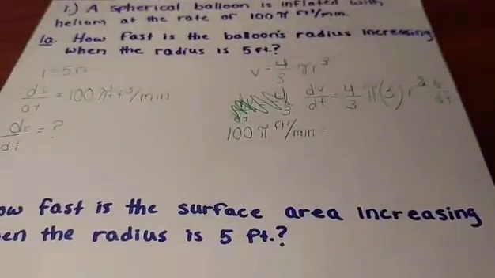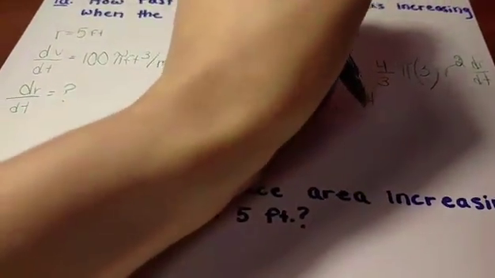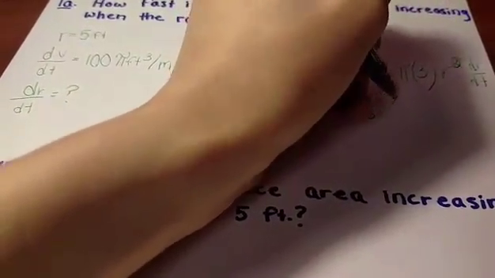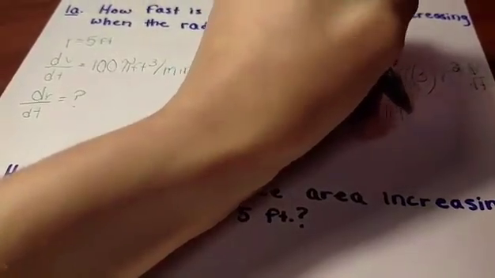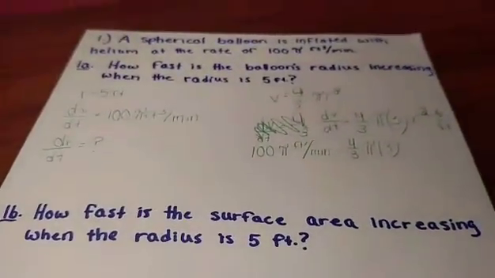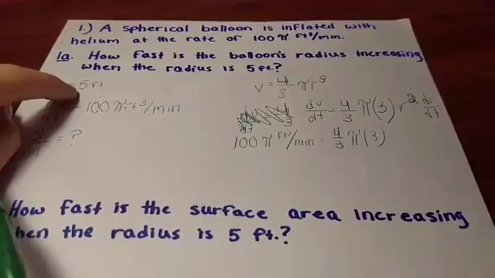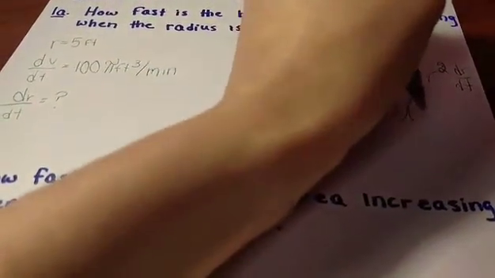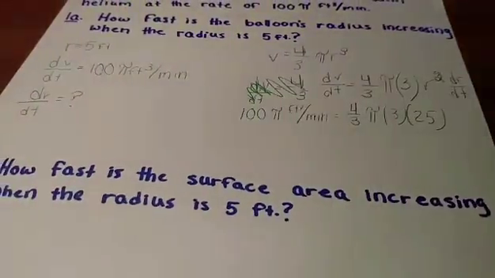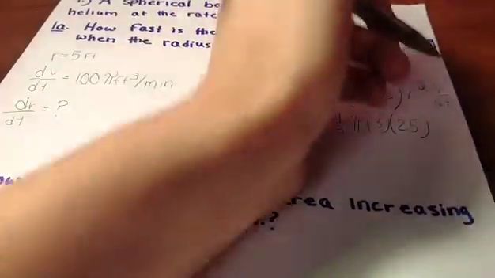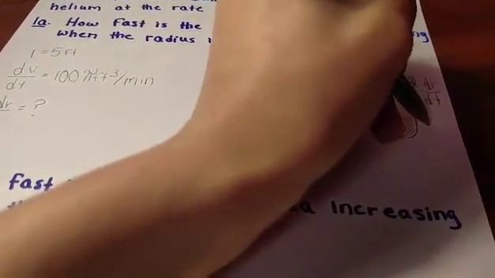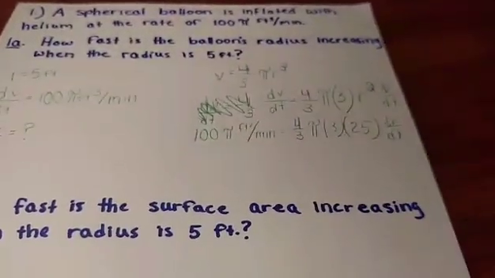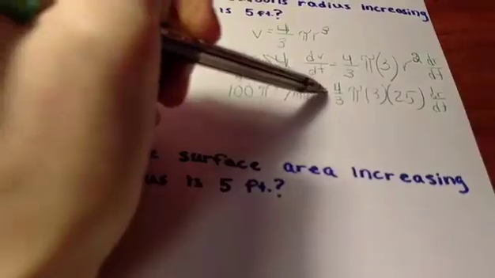Equals 4/3 stays the same, pi stays the same, the 3 stays the same, and we do know r, which is 5 feet, so r squared, 5 squared is 25, and dr dt we still do not know, so we're just going to leave that as is. So now we're going to plug all of this into our calculator.